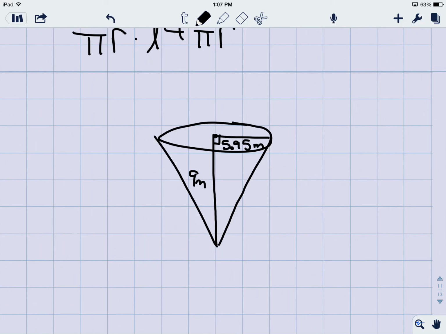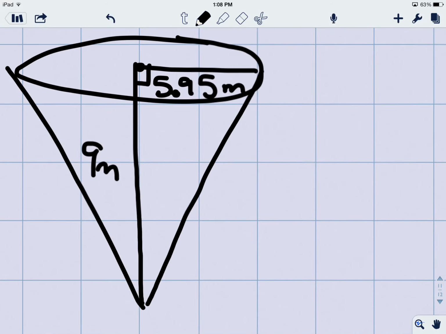Pi times the radius times the slant height. What is the radius? The radius is 5.95. 5.95 times the slant height. Oh man, we don't have it. It's an ugly number, it's 11.1. Okay, no. How do I find the slant height?